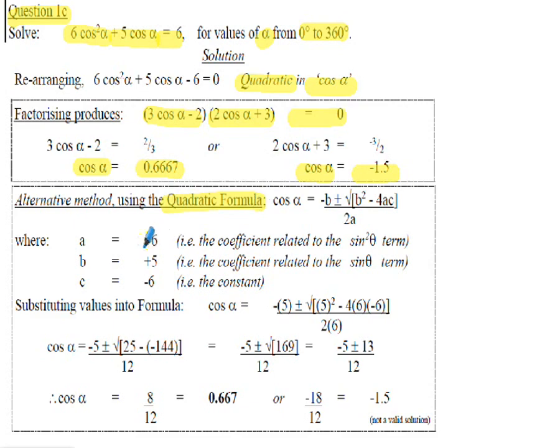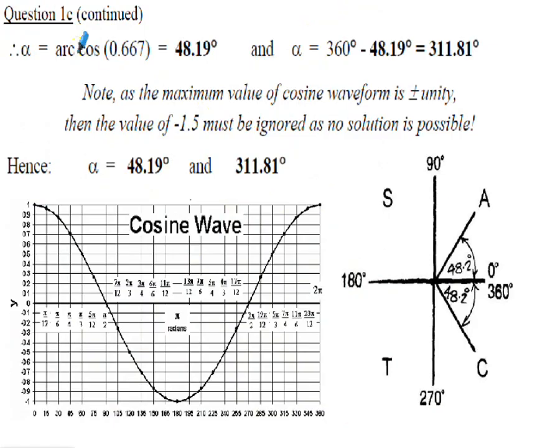Just be careful when you pick up your values for A, B and C, that you get the correct sign associated with them, but you get exactly the same answers for the cos alpha. Again, you get the 0.66 recurring, 2/3 there, or you get the minus 1.5. Now you'll see in a moment the minus 1.5 is not a valid solution because it's less than the minimum value on a cos curve.